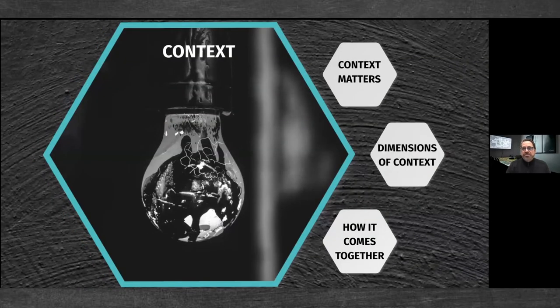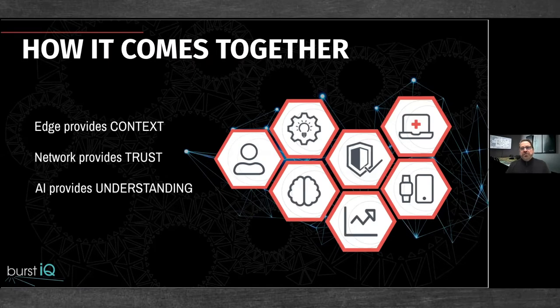So how does it all come together in a bigger picture? In reality, edge provides context, the network provides trust, and AI provides understanding, and AI actually can provide a lot more than understanding. But from a simplicity perspective, think about how all this works together in these dimensions: edge context, network trust, AI understanding.